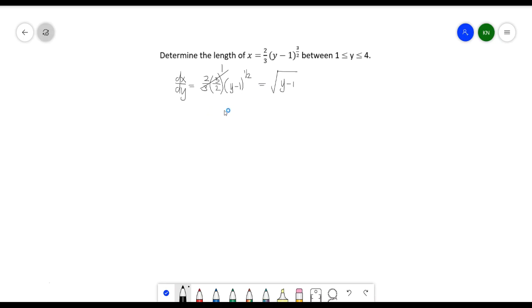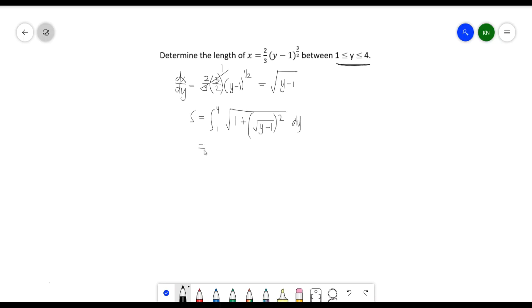So we can already plug that one into our equation, which is s is equivalent to the integral from 1 to 4. This is our limit, which is stated here. And then we have the square root of 1 plus the square root of y minus 1, squared. Then we have our dy.